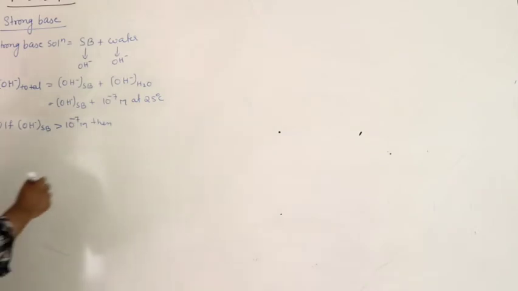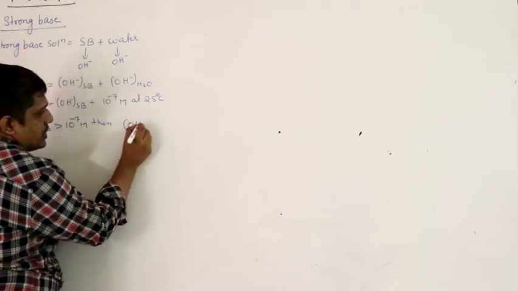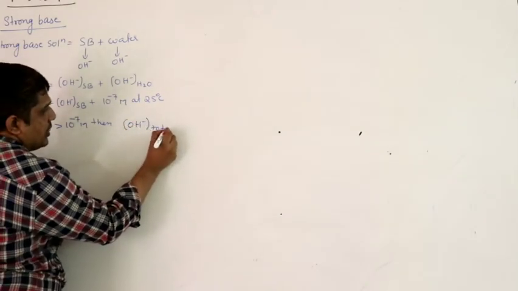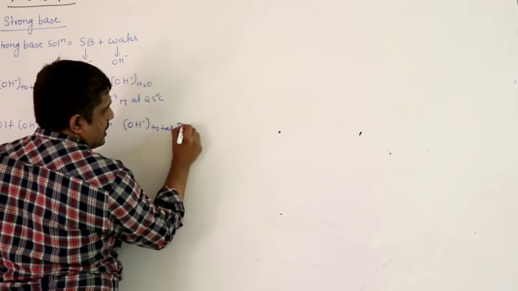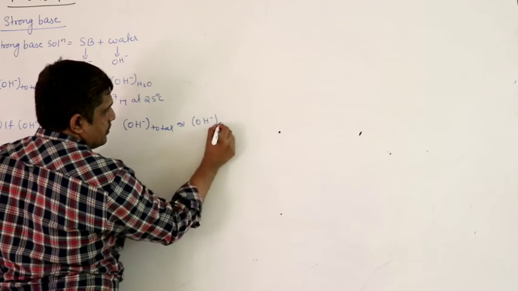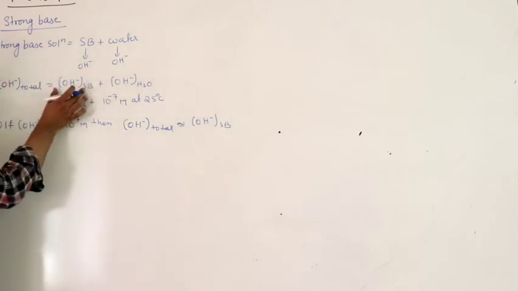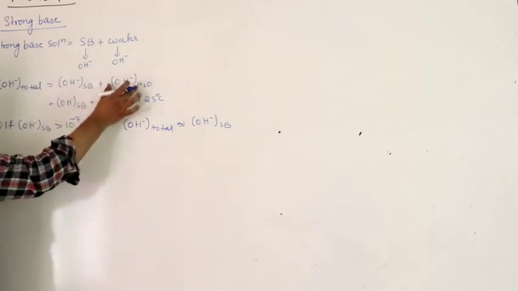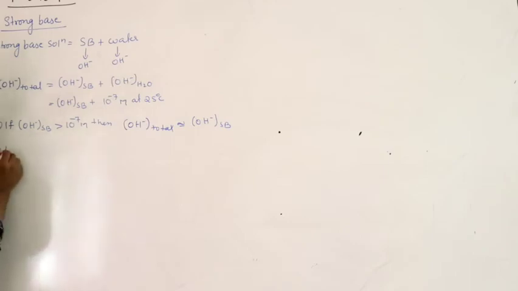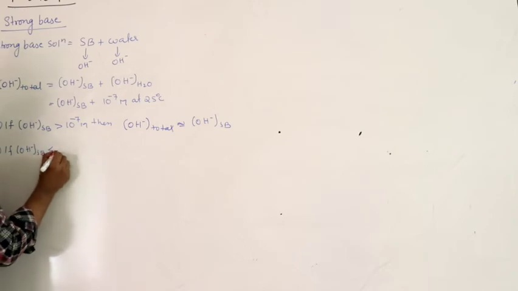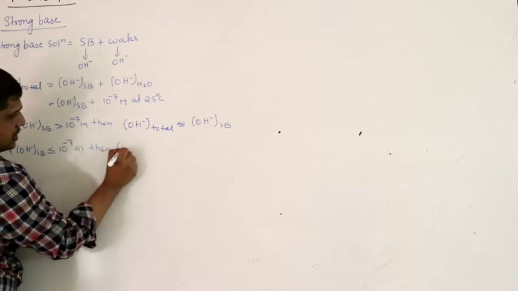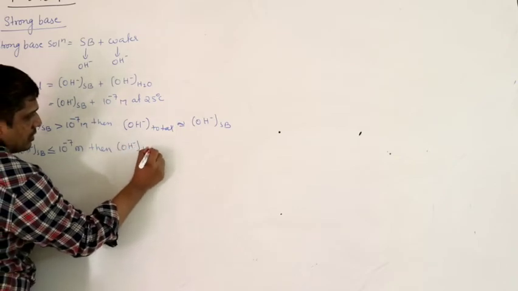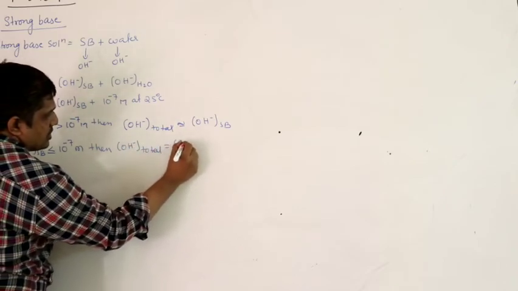You can neglect the contribution of OH minus from water, then OH minus total. If I neglect this, then this is approximately equal to OH minus ion from strong base itself. But if OH minus ion concentration from strong base is less than or equal to 10 power minus 7 molar, then we have to consider it. There is no other way. If you do not consider it, your answer will be wrong.